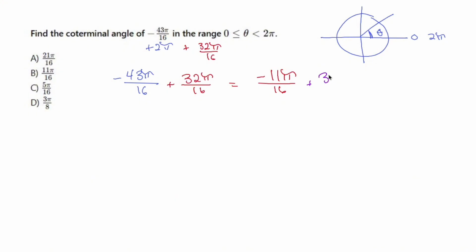So let's add 32 pi over 16 again, and that's going to give me, no way, 21 pi over 16. 21 pi over 16 is in between 0 and 2 pi because 32 pi over 16 is 2 pi. So that would be my answer. The answer is A, baby.